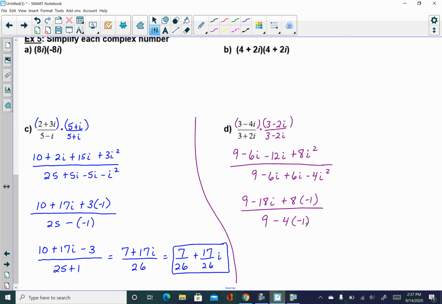Okay, so now from here, start to clean up a little bit more. That will leave me with, let's see, up top 9 minus 18i minus 8 over 9, and a negative times a negative gives me a positive 4. So then we know the bottom turns into 13. And then up top, we know 9 minus 8 gives me 1 minus 18i. And then, like I said, they'll reduce it down to looking like this: 1/13 minus 18 over 13 i as your final answer.